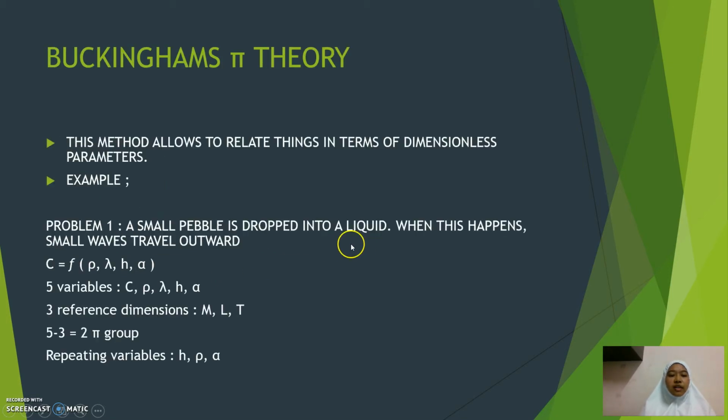So let's move on to Buckingham's pi theorem. This method allows us to relate things in terms of dimensionless parameters. Example, problem 1. A small pebble is dropped into a liquid. When this happens, small waves travel outwards. So we write the variables c equals f of rho, lambda, h, and alpha. So we have 5 variables and 3 reference dimensions, as you can see here. Variables minus reference dimensions, so 5 minus 3, we have 2 pi groups. So the repeating variables are h, rho, and alpha.